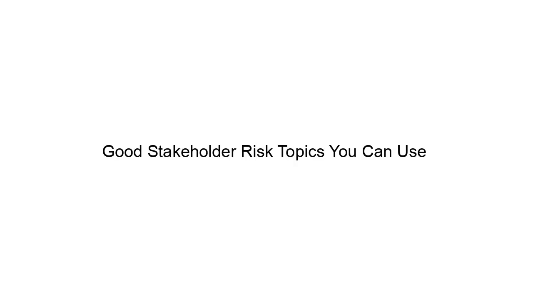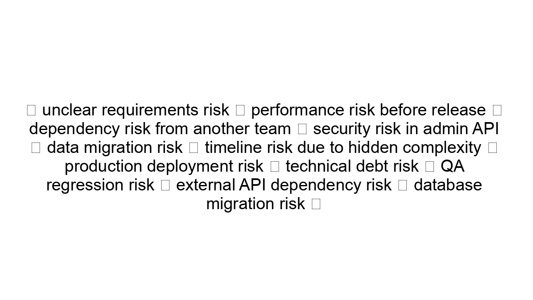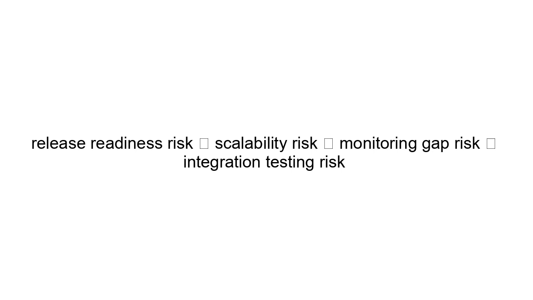Good stakeholder risk topics you can use. Depending on your experience, you can talk about unclear requirements risk, performance risk before release, dependency risk from another team, security risk in admin API, data migration risk, timeline risk due to hidden complexity, production deployment risk, technical debt risk, QA regression risk, external API dependency risk, database migration risk, release readiness risk, scalability risk, monitoring gap risk, integration testing risk.